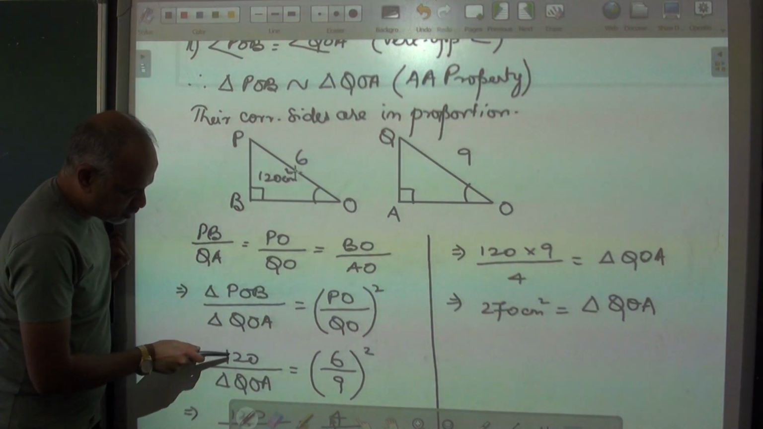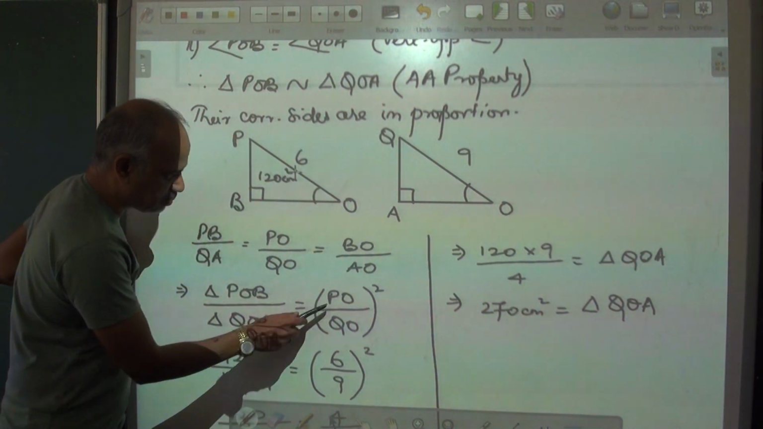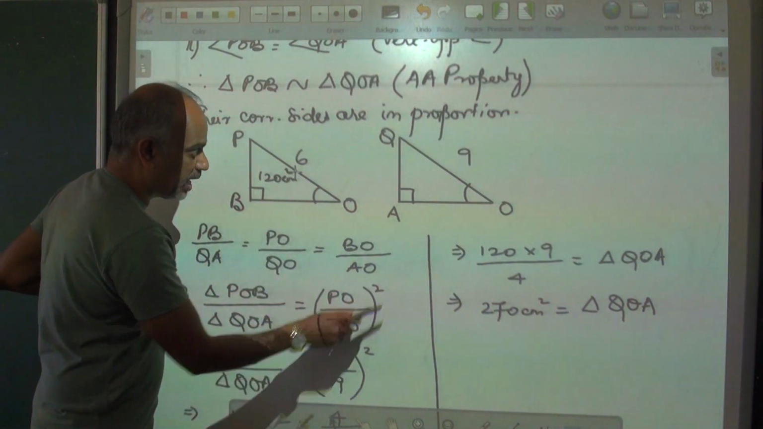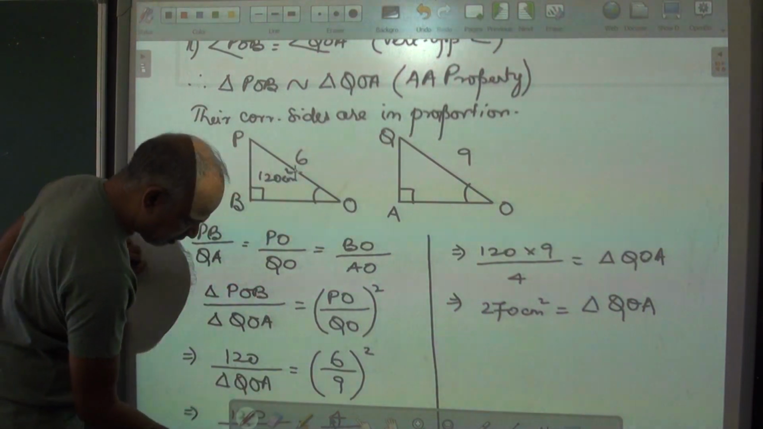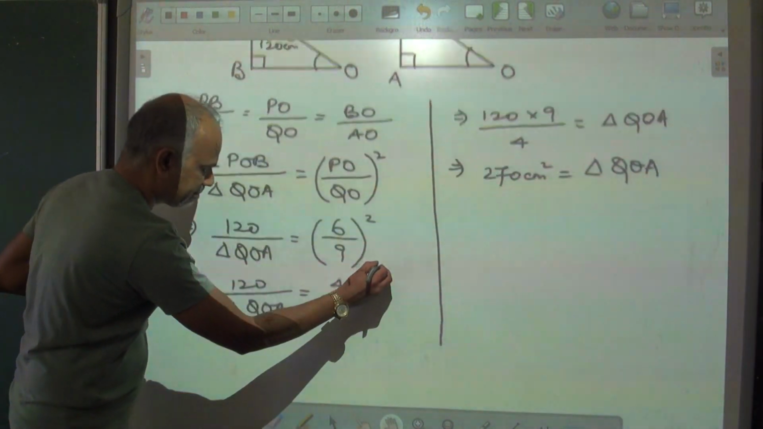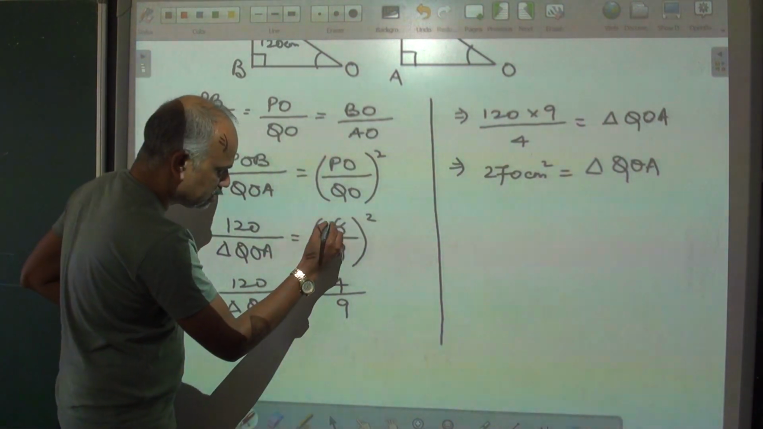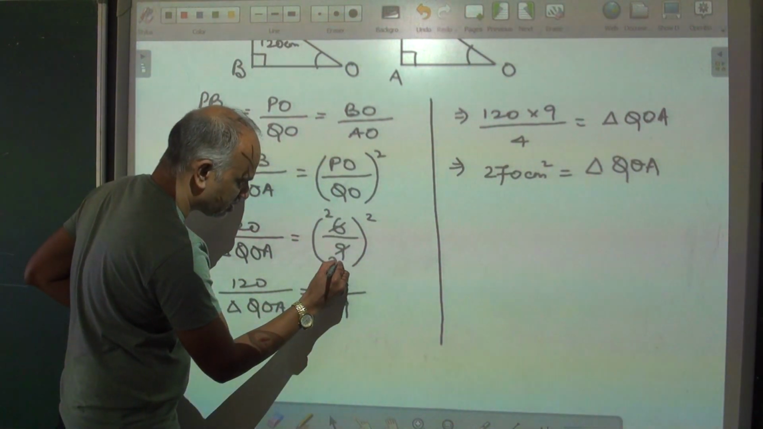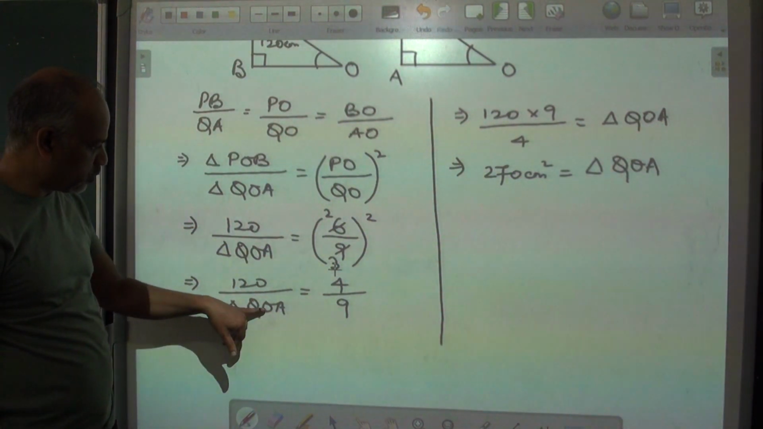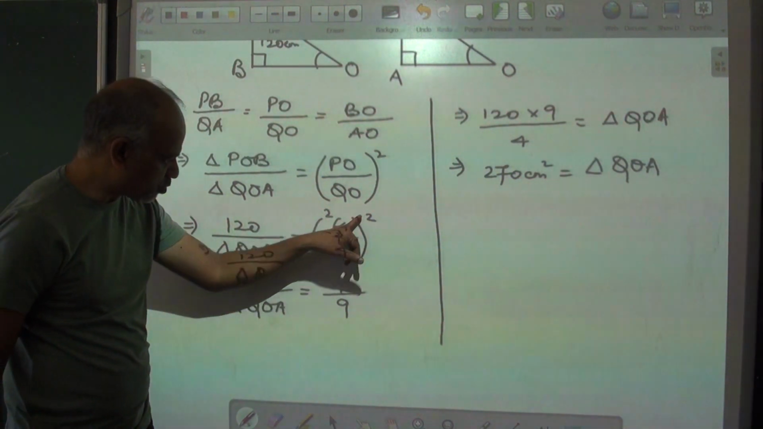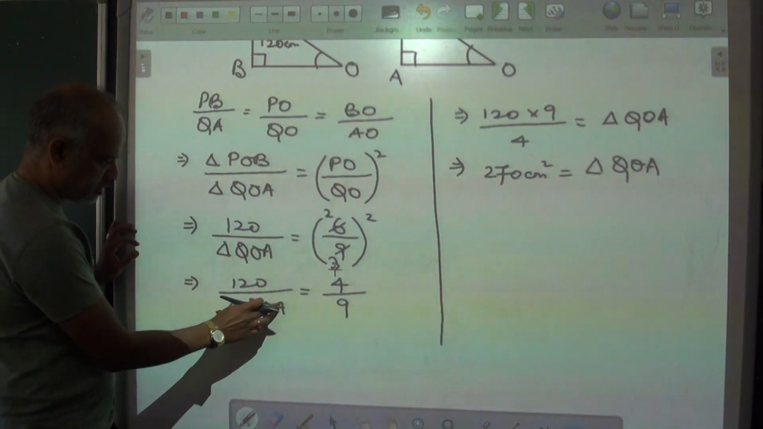Out of these two, you know area of POB is 120 by QOA is equal to PO is 6 by QO is 9 whole square. You can simplify this. Both can be divided by 3. That becomes 2, that becomes 3. So 120 by triangle QOA is equal to 2 squared is 4 by 3 squared is 9. This is what you're going to find.